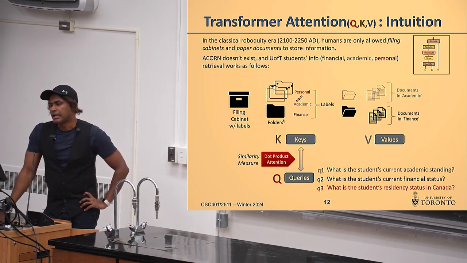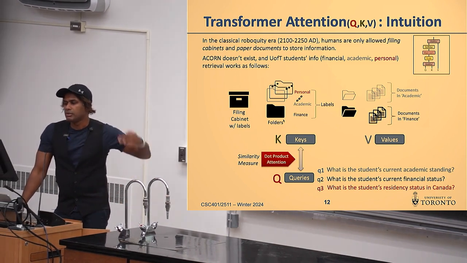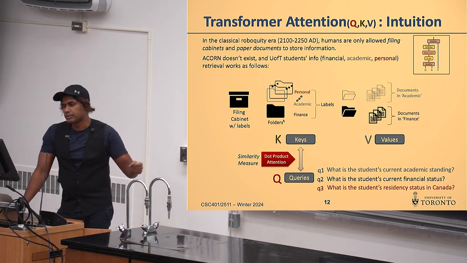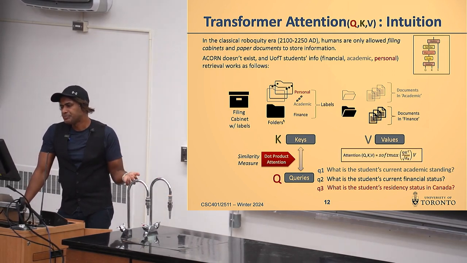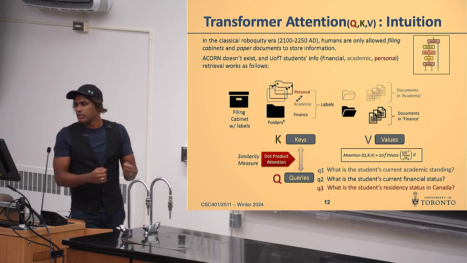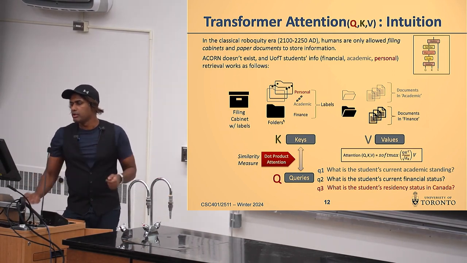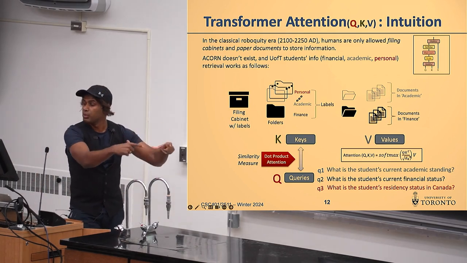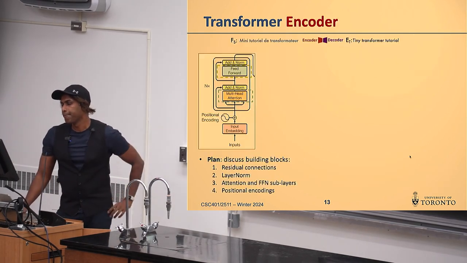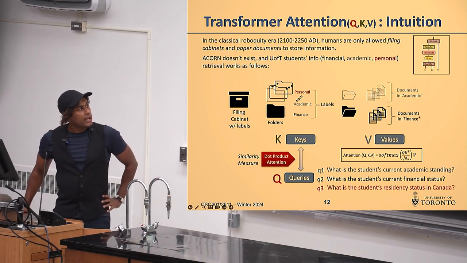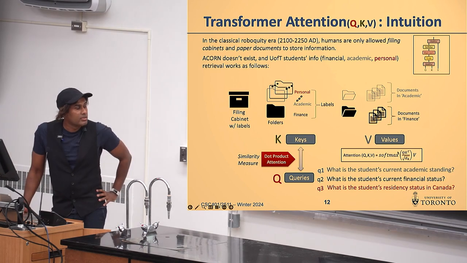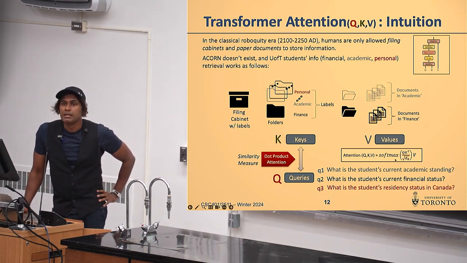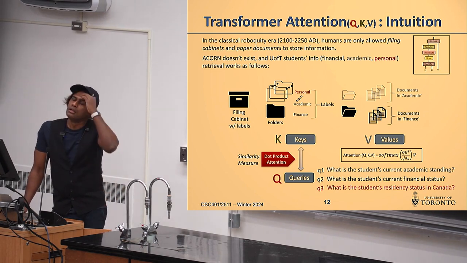Simple. So you do some kind of similarity measure, in the Transformer's case, let's say dot product attention. And then once you open the drawer, inside it you try to find within the values. So you pay attention to the documents within that drawer, okay? So that is the analogy of the attention mechanism in Transformers. Does that make sense? Yeah.